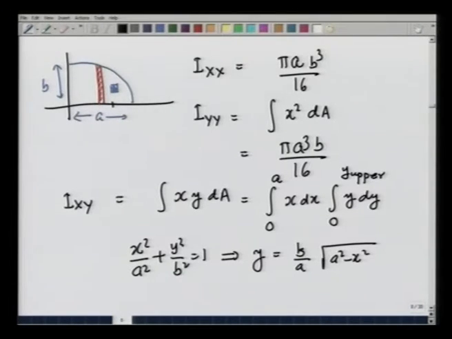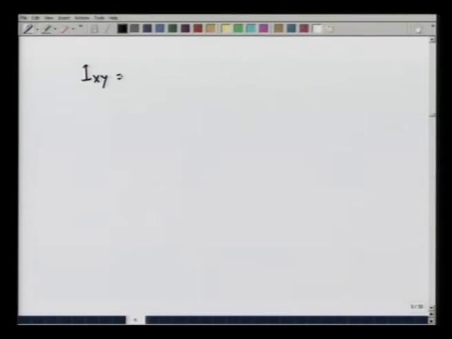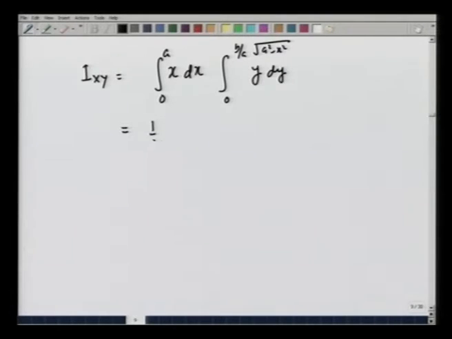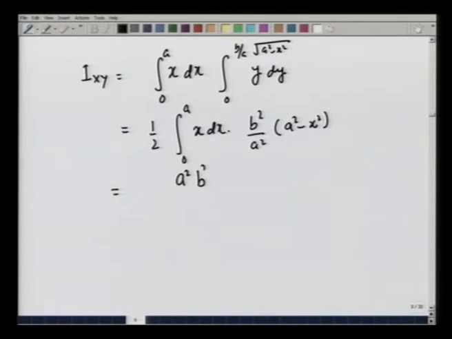Therefore, Ixy for this is going to be integral x dx from 0 to a, integral 0 to b over a square root of a square minus x square, y dy, which is nothing but 1 half integral 0 to a x dx b square over a square times (a square minus x square). This is a standard integral. So, this gives me the answer a square b square divided by 8.